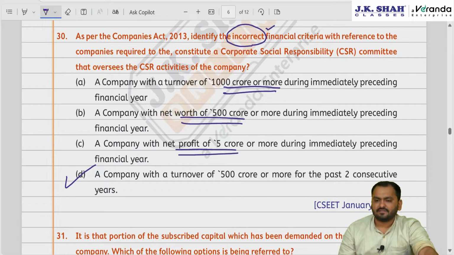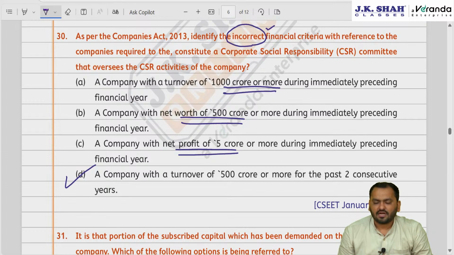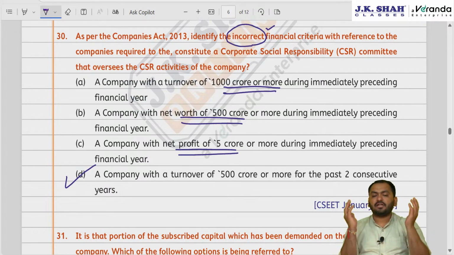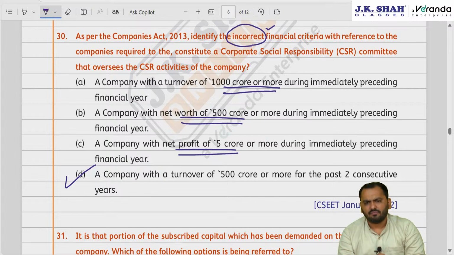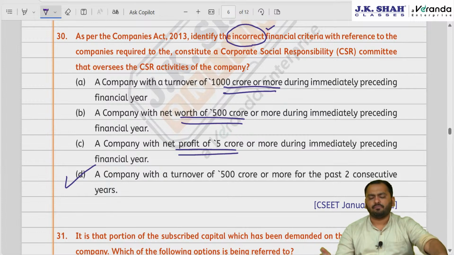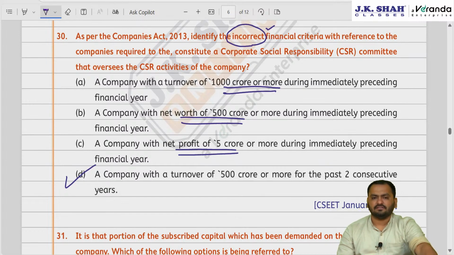If we revise this, which companies are required to conduct CSR activity? Which companies have to form this separate committee called the CSR committee for execution of the plan? The answer is every company. When I say every company, it means these rules are applicable to private company, public company, small company, foreign company, every company which satisfies any of these conditions.